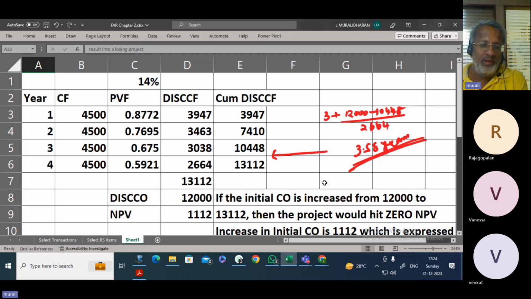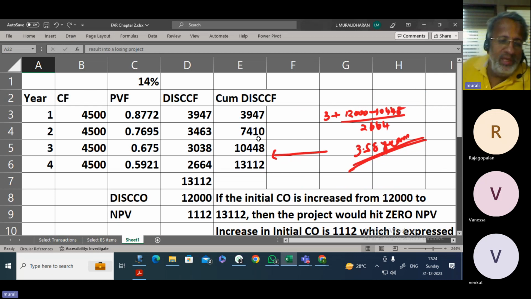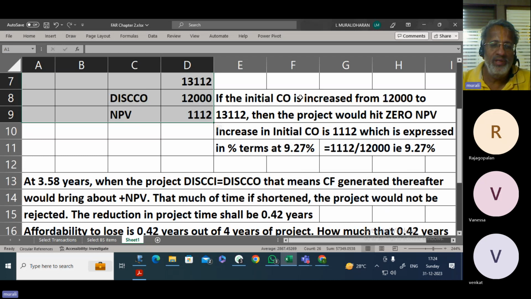Now let me just explain how this 9.27% has come. Just like any project, when you are working out NPV, you arrive at 1112. Here I made a mention that if the initial cash outflow is increased from 12,000 to 13,112, then the project would hit 0 NPV. The increase in initial cash outflow is 1112. Whatever positive NPV you get, that much of an increase in initial cash outflow will result in 0 NPV. So this 1112 has got to be expressed in percentage terms. That is what I've done.